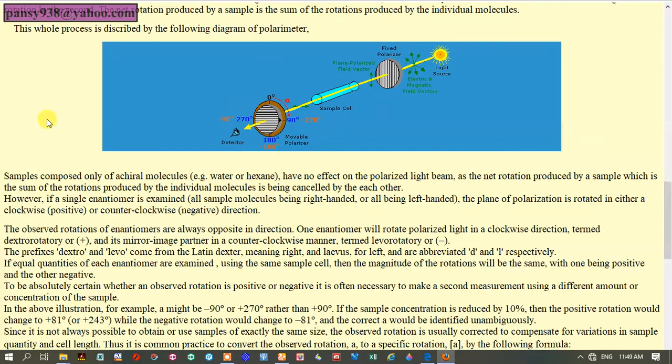and its mirror image partner rotates it in a counterclockwise manner, termed levorotatory, designated by the negative symbol in small brackets. The prefixes dextro and levo come from the Latin dexter, which means right, and laevus, which means left, and are abbreviated as D and L. Remember that both signs are in small letters.